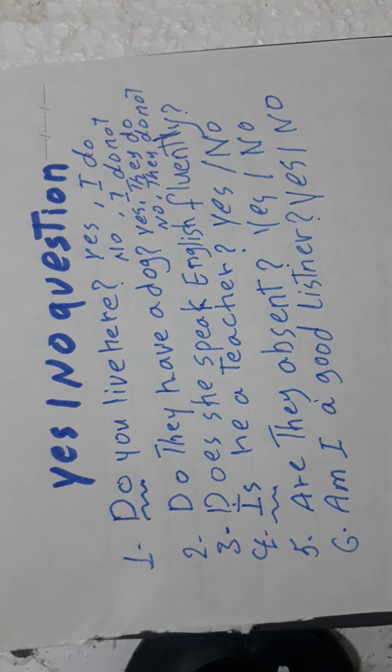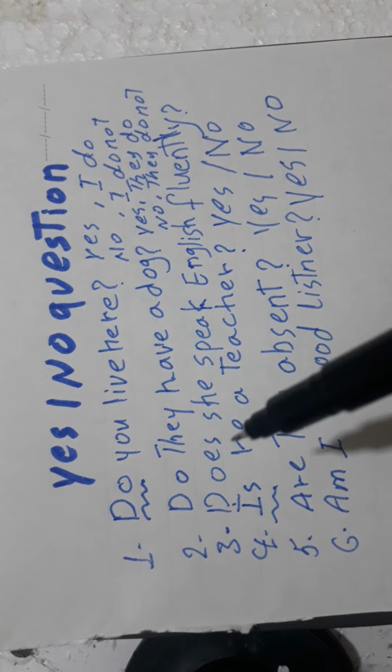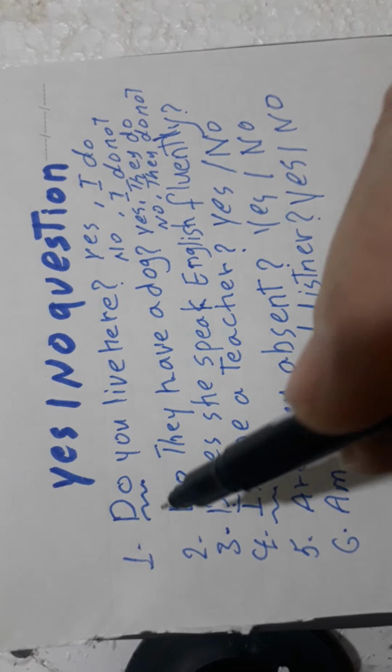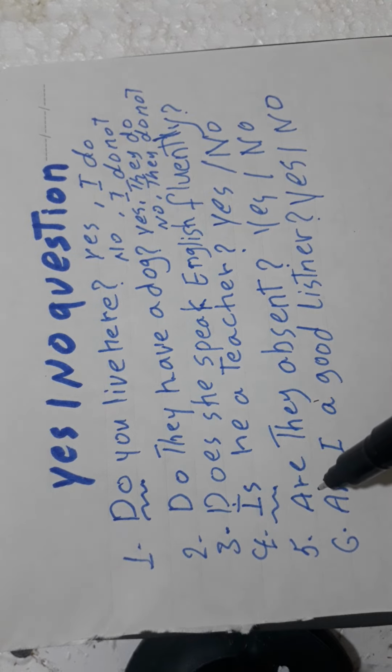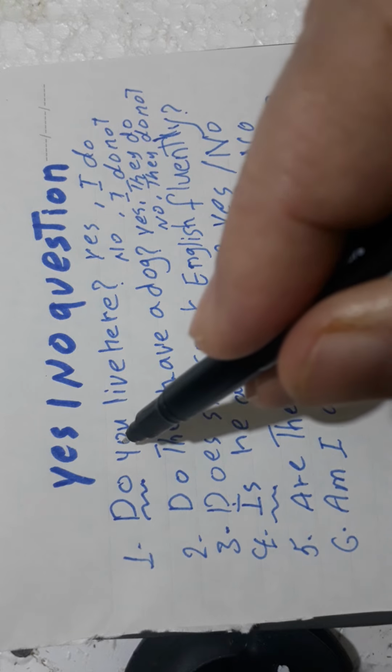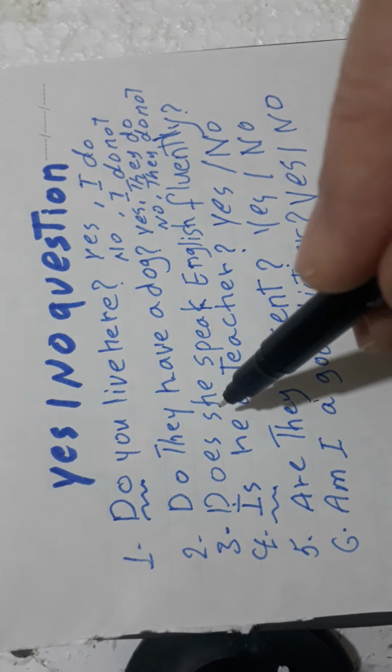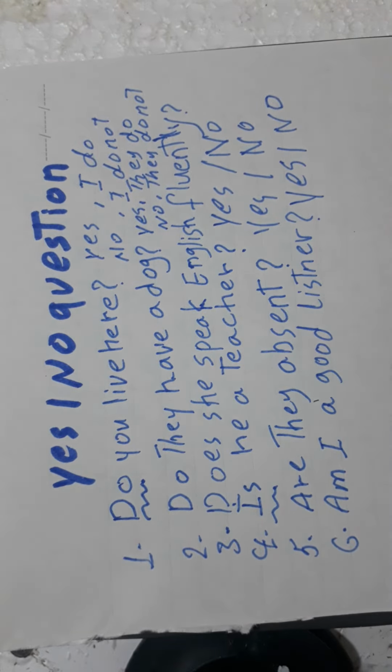So we form yes no question as the following. We start with do or does, is or are or am, then the subject: you, they, she, he, and so on. Then we complete.